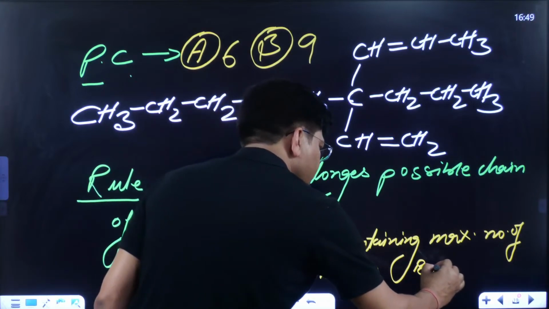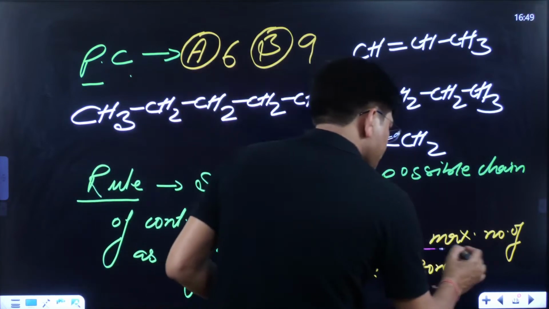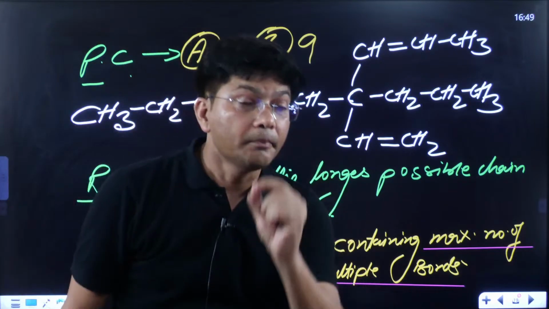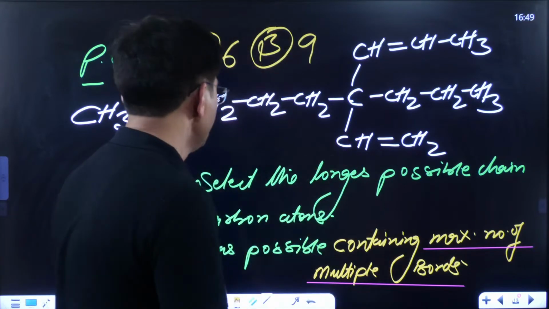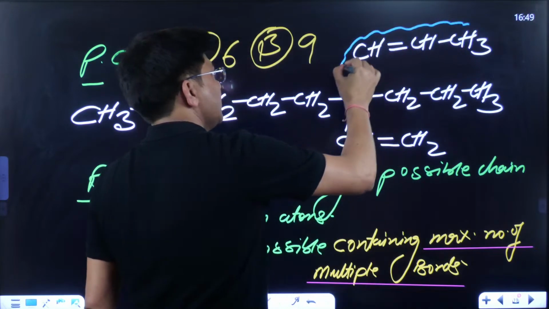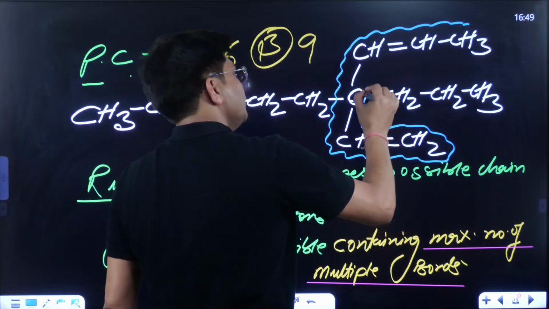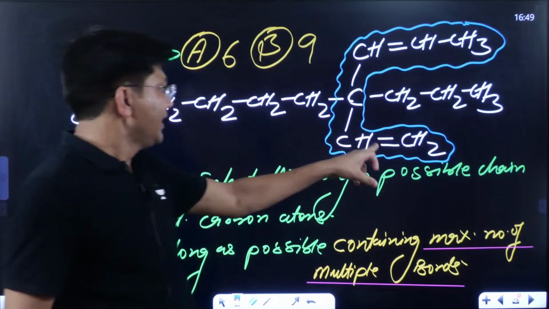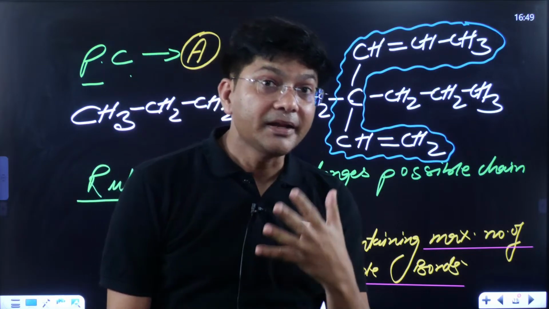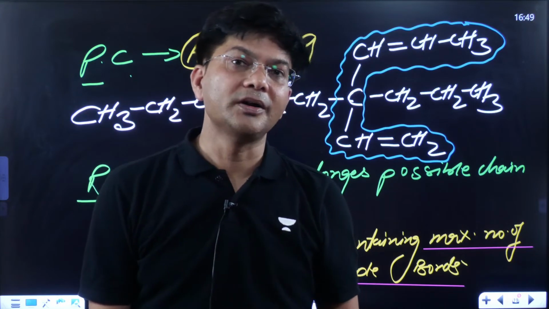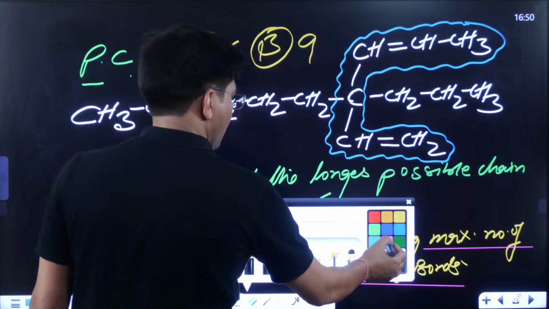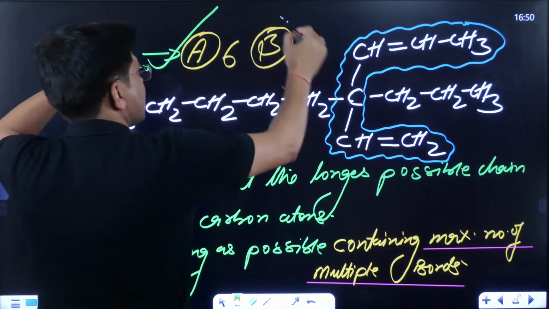So what is the necessary thing? These multiple bonds you can't ignore. Multiple bond must be part of the chain. Do remember kids, multiple bonds must be part of the parent chain. You can't leave multiple bonds. You can't ignore multiple bonds. So this is going to be our parent chain, kids. If your parent chain is not correct, you won't be able to get the correct answer. Here is a multiple bond and there is a multiple bond. You have to select the longest possible chain considering the multiple bonds. So this parent chain is of how many carbon atoms? 6 carbon atoms. The answer 9 is wrong.